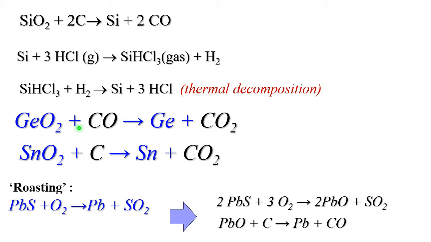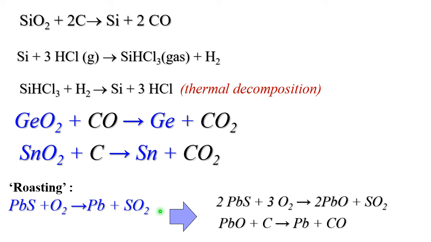Germanium oxide can be reduced to germanium with carbon monoxide. Tin dioxide can be reduced to tin with carbon. Because with lead we are starting with a sulfide, we need to remove it, and the usual procedure can be written as roasting, so PbS plus O2 making Pb plus SO2.